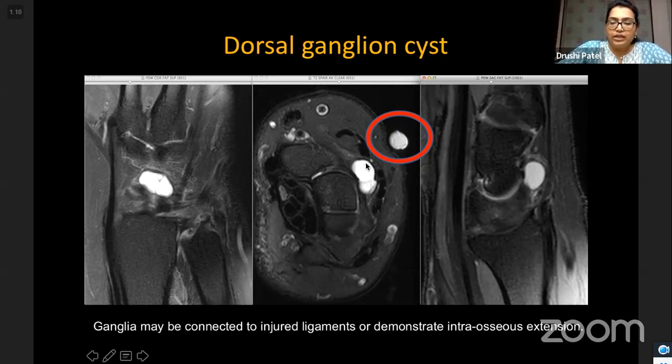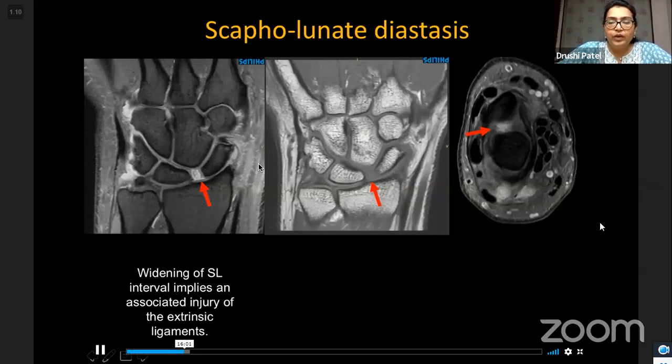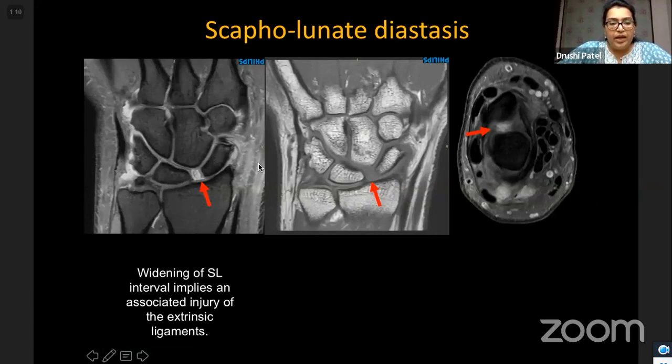Also, these dorsal ganglion cysts may have interosseous extensions. So the bone involvement with the ganglia can also occur when they enlarge. Now, when the scapholunate ligament is completely torn and associated with the extrinsic ligament injury, there occurs scapholunate diastasis. This means that the scapholunate interval increases.